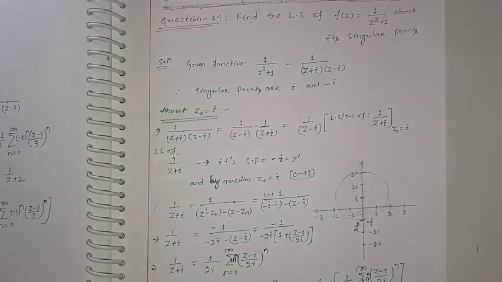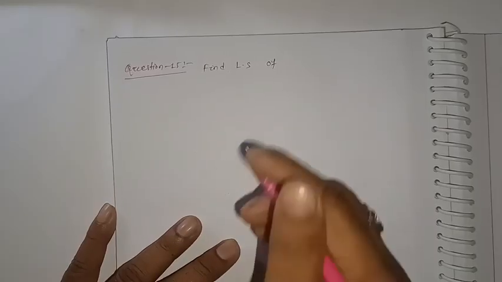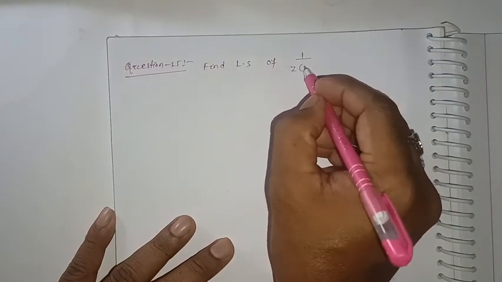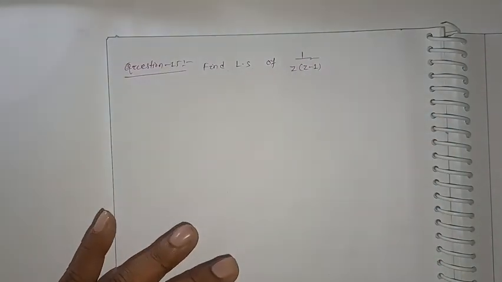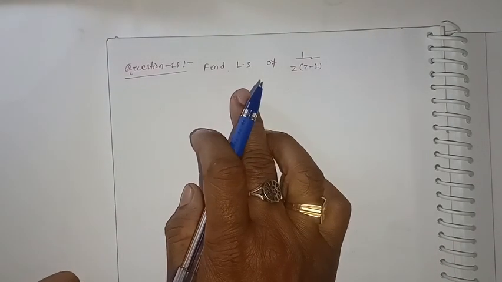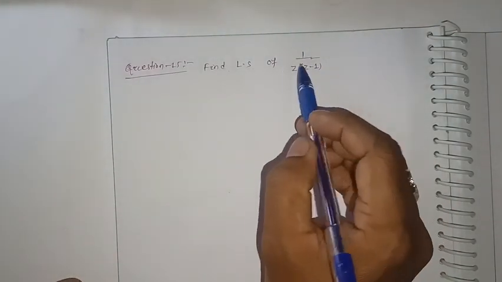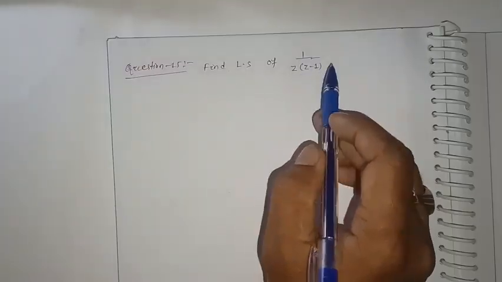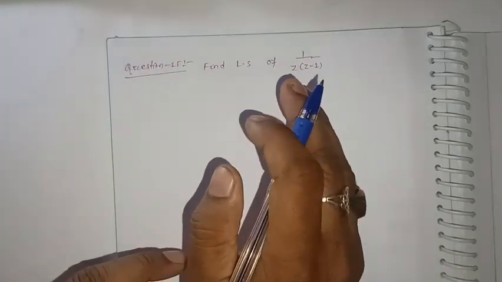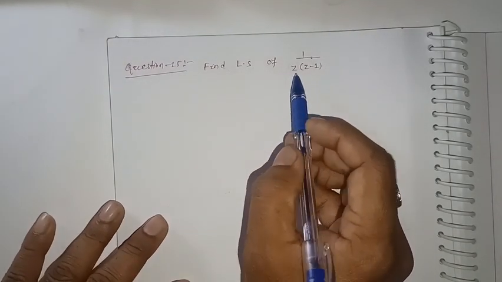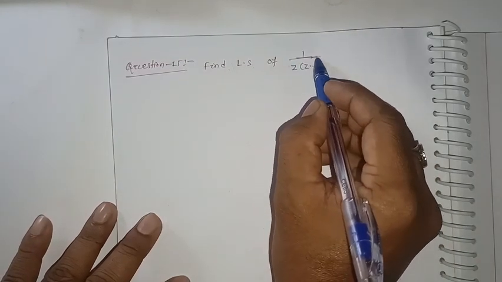Now we are going to do another question. Here you can see, suppose in the question it is asked: find the Laurent series of 1 by z into z minus 1. This much it is asked. So if it is so, then we have to find the Laurent series of this function about its singular points. Okay, if the question asks this much only, we have to find the Laurent series about both of its singular points. That means we have to consider all the singular points.